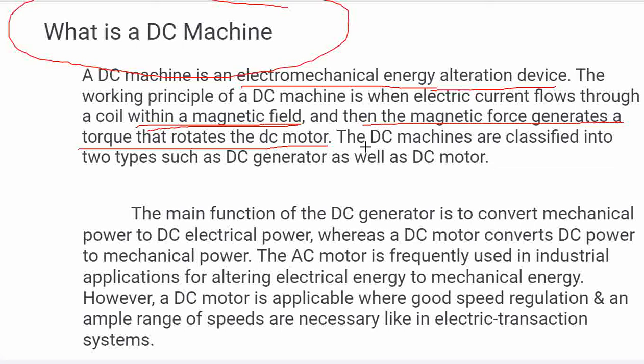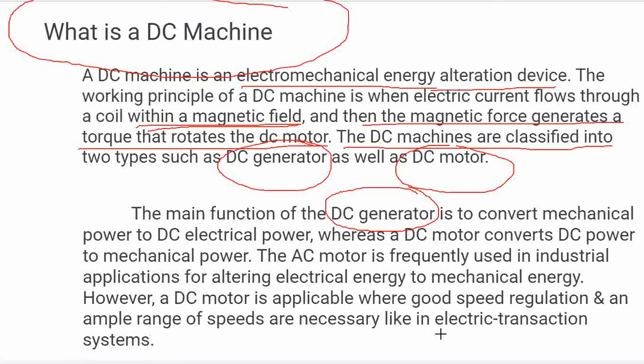Okay, the DC machines are classified into two types, such as a generator and a motor. Okay, so basically the generator will convert mechanical power to electrical power, whereas the DC motor will convert electrical power into mechanical power in order to drive the industrial loads or industrial applications as well as drive the corresponding loads. Okay.